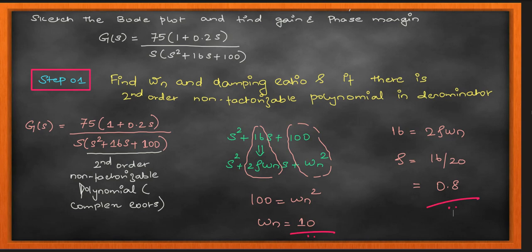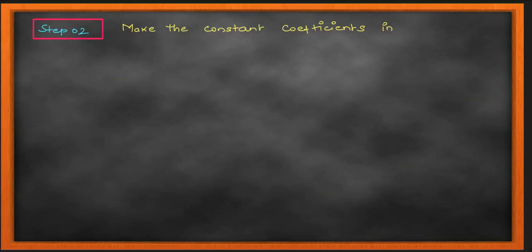As you can see here, step one is to find omega n and the damping ratio. This is a second order system, as you can see from G of S. It is a second order system with the non-factorizable polynomial s square plus 16s plus 100, which represents your characteristic equation. So omega n square is 100, where omega n is equal to 10 and my damping ratio is 0.8. All right, so that is how I get the frequencies.